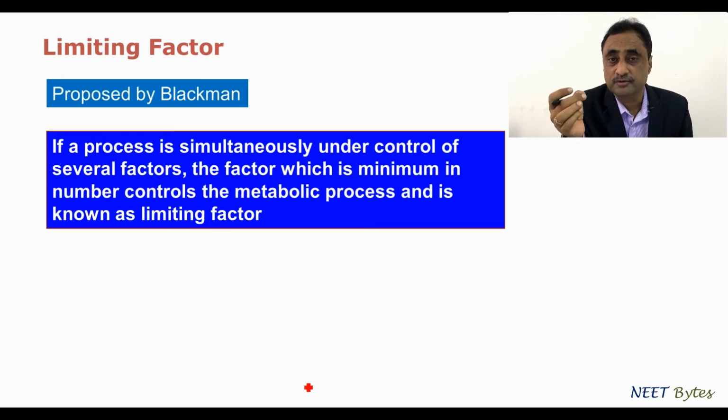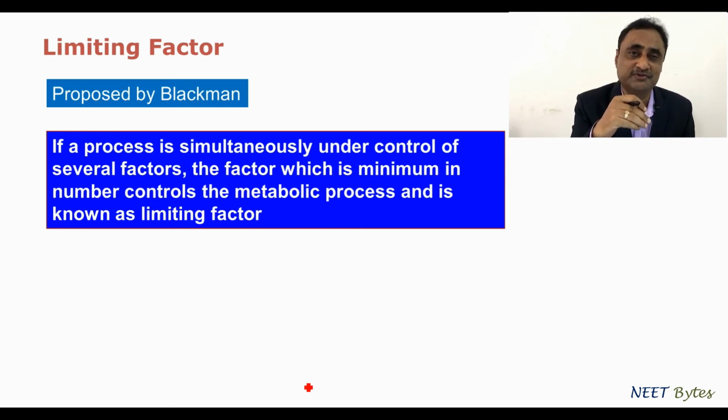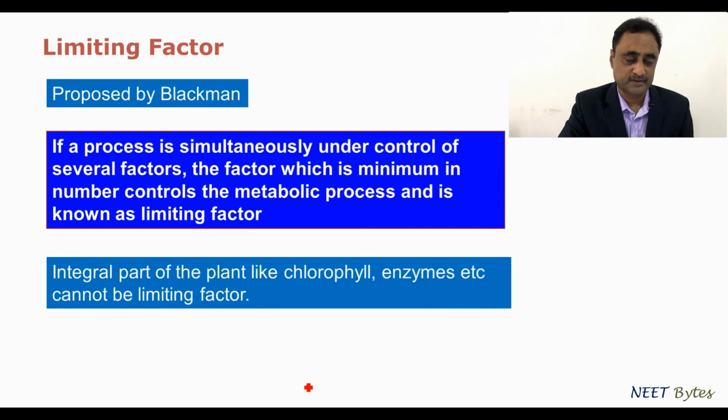But the same water is not a limiting factor for the people living in the north. So what I mean to say is that if any process is under the control of more than one factor, then the factor which is in scarcity or in the least amount is going to control the entire process. That is what we call the limiting factor, right? Another important thing is that for a plant, the integral part cannot be a limiting factor. For instance, the chlorophyll cannot be a limiting factor. The enzymes cannot be a limiting factor, right? So the moment we talk about the limiting factor, we have to look at the external factors only, okay.